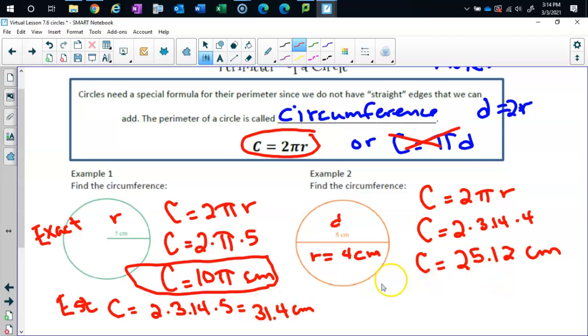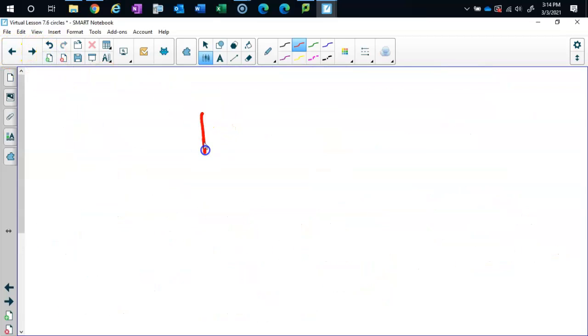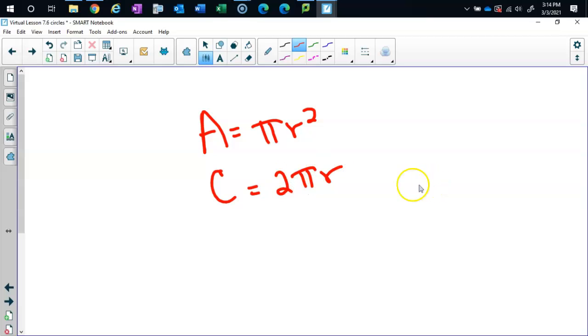Now, guys, you need to pay attention if I'm asking you to find the area or the circumference. Area of a circle is pi r squared. Circumference of a circle is 2 pi r. Okay, both of these have a radius in them.